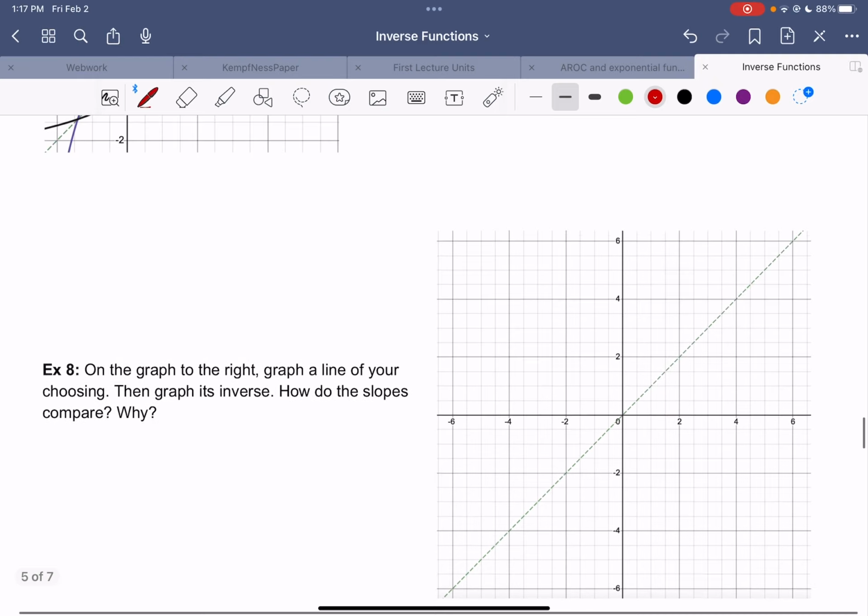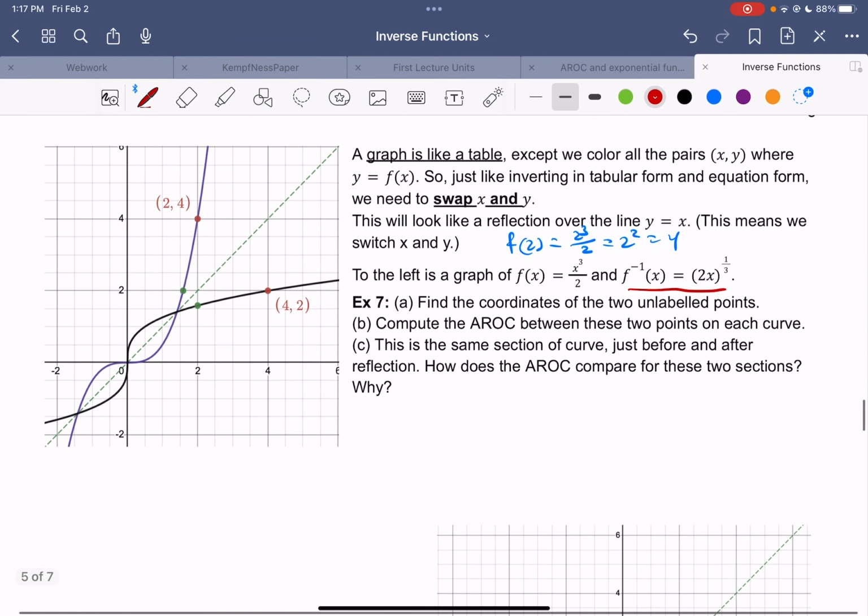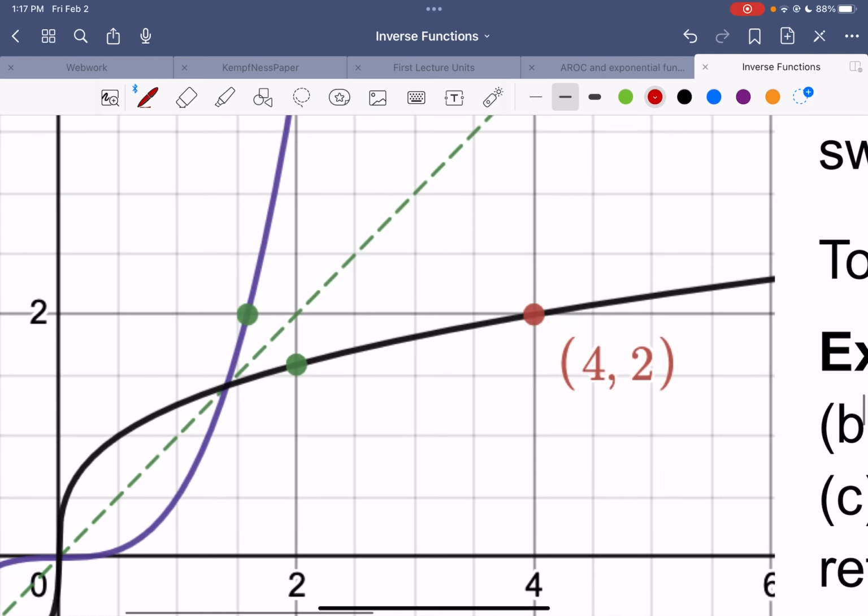Let's go back to this worksheet and finish it out. Oh, yeah, this is what I wanted. Okay, so if you tuned out, if that seemed really weird, let's tune back in. And let's just remember that swapping x and y is sort of at the core of inversion here. So: find the coordinates of the two unlabeled points. Okay, so that's these two.